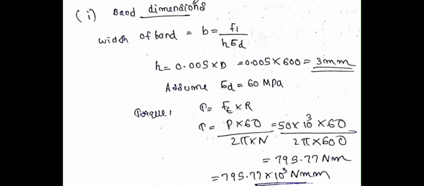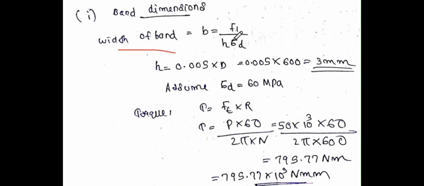The first thing we have to find is the band dimension. Band dimension basically means the width of the band. That can be found by this equation, which is also in the data book, so you need to find the individual terms in it.